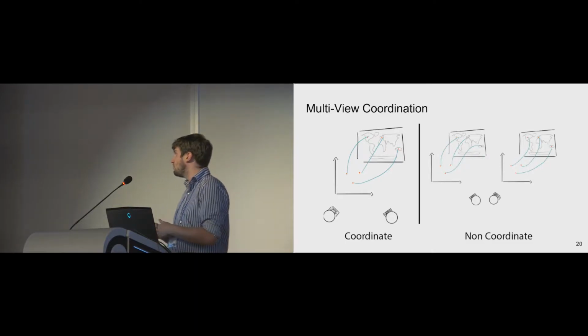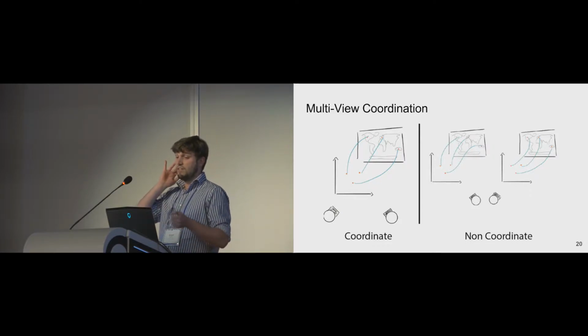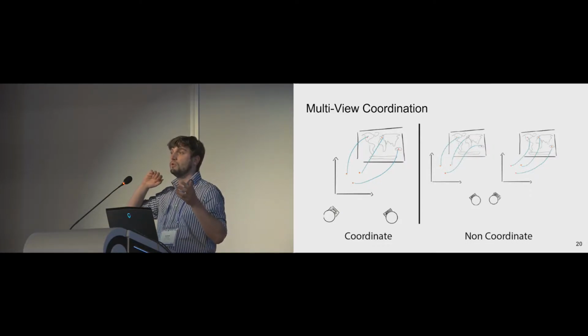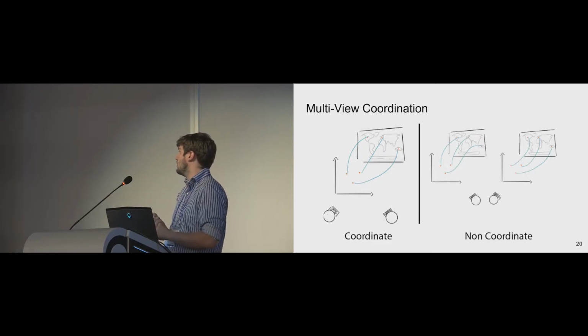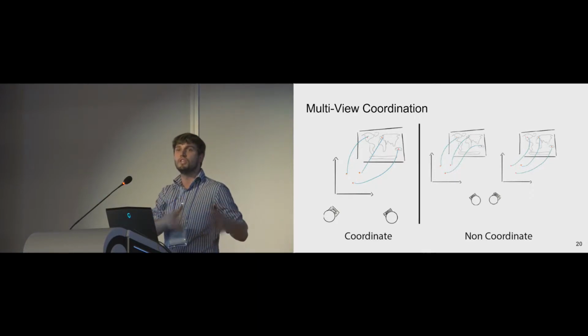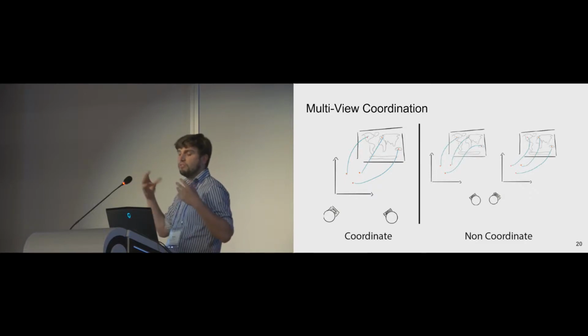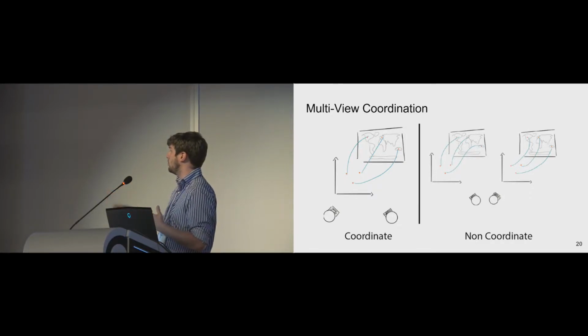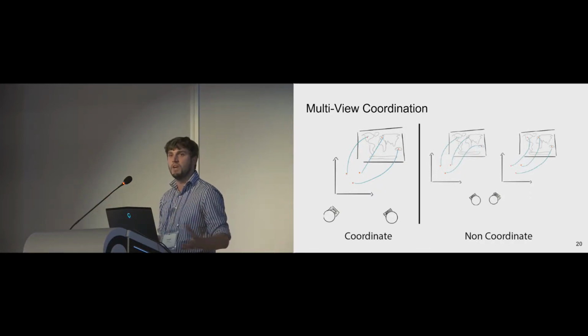And finally, the last dimension is the multi-view coordination. If you have several users looking at the same visualization and you use a view-dependent algorithm, maybe you want to show each of them the best link routing for their own position. In that case, their link routing will be non-coordinated. They won't see the same link.